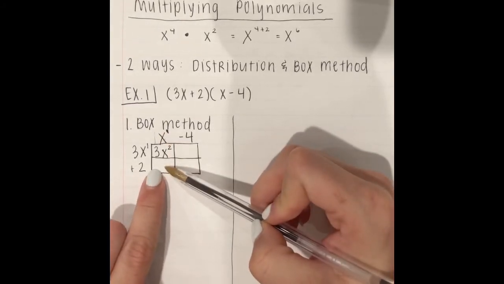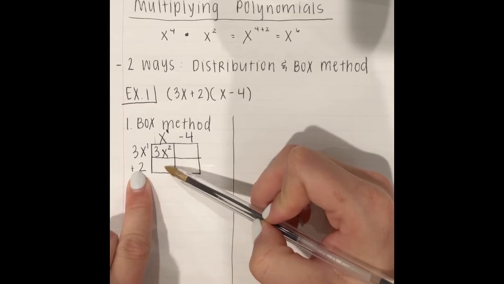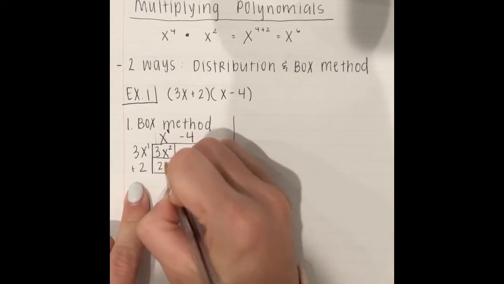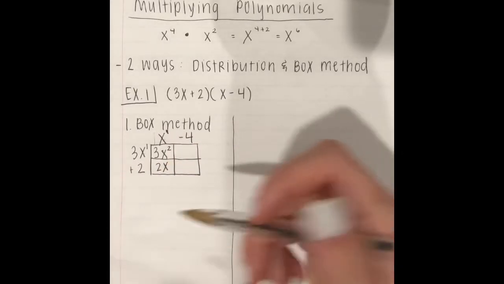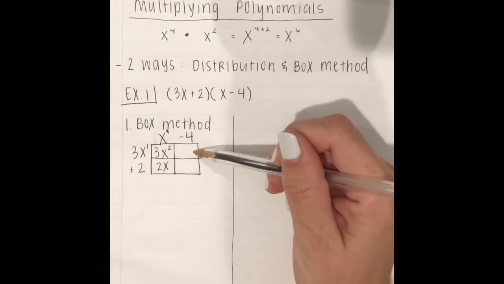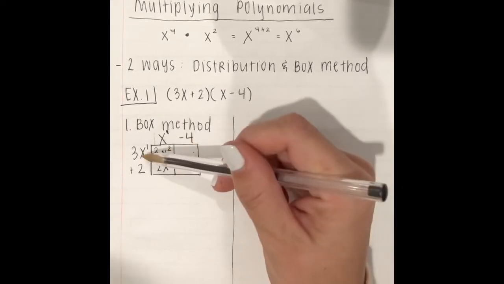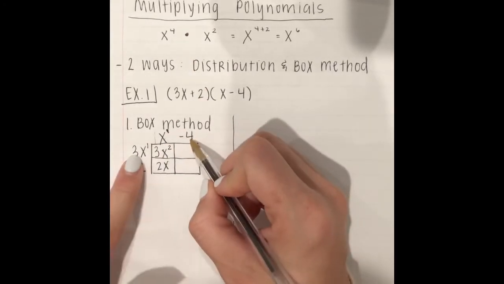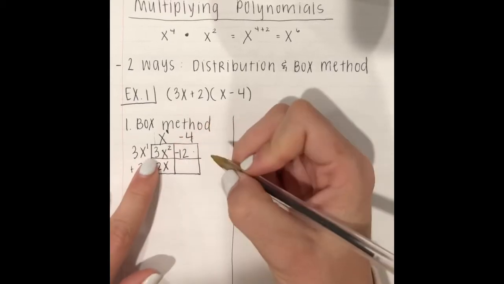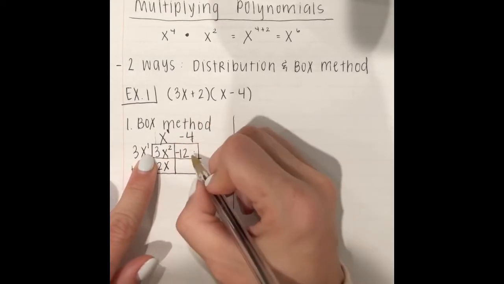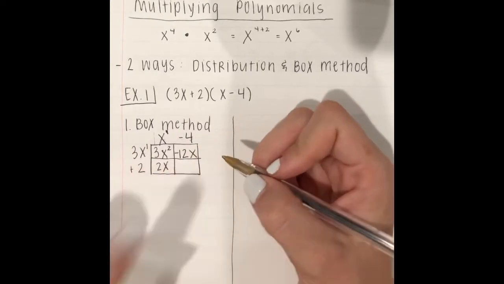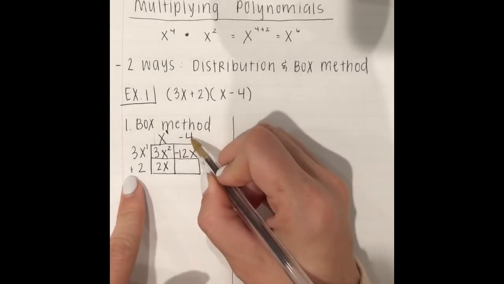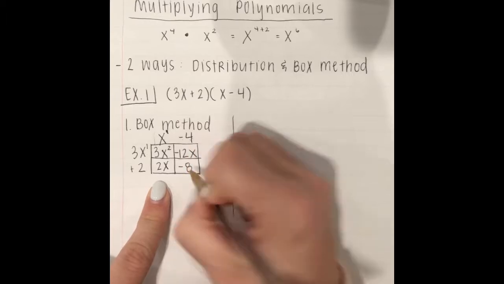And then we can go to this box. We look to the left and we have a positive 2. Up above we have an x. So 2 times x is just 2x. And then we can go to this box. We look above, we have a negative 4. We look to the left and we have a 3x. Okay, so we can multiply our whole numbers. Negative 4 times 3 gives us a negative 12. And x, there aren't any other x's, so we just bring this x over. Please do not forget to bring that x over. It's one of the biggest places I see mistakes. And then we have negative 4 times 2, which is a negative 8. Okay.